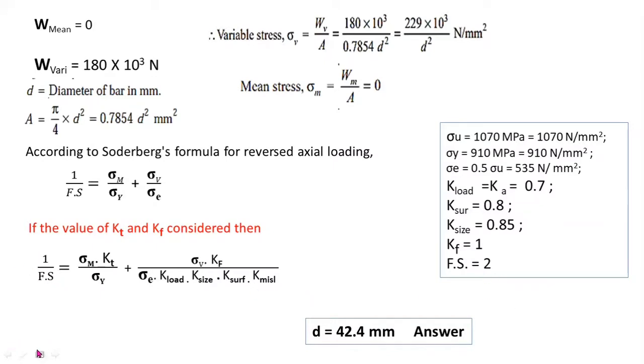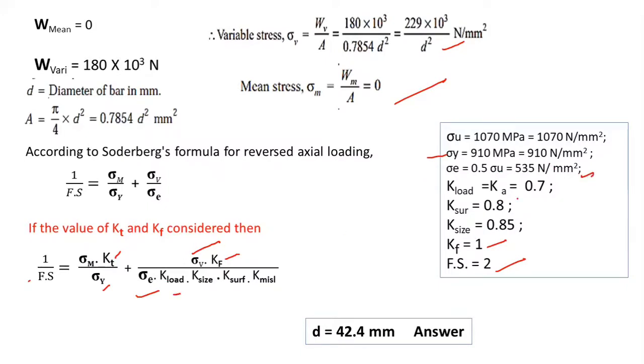Fs equal to 2, and sigma m equal to 0, and sigma y equal to 910, and kt equal to 1. Sigma v equal to this one. Kf equal to 1. Sigma e equal to half of the ultimate stress, 535.